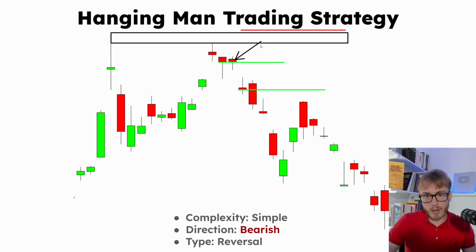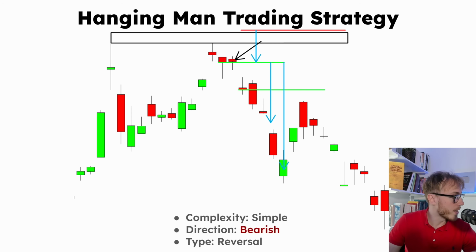But what about our target level? Well, as usual, we want to measure the distance between the stop loss and the entry point. And if we use a risk to reward ratio of 2, our target would be somewhere around here. And if we use a risk to reward ratio of 3, then our target would be somewhere down here.